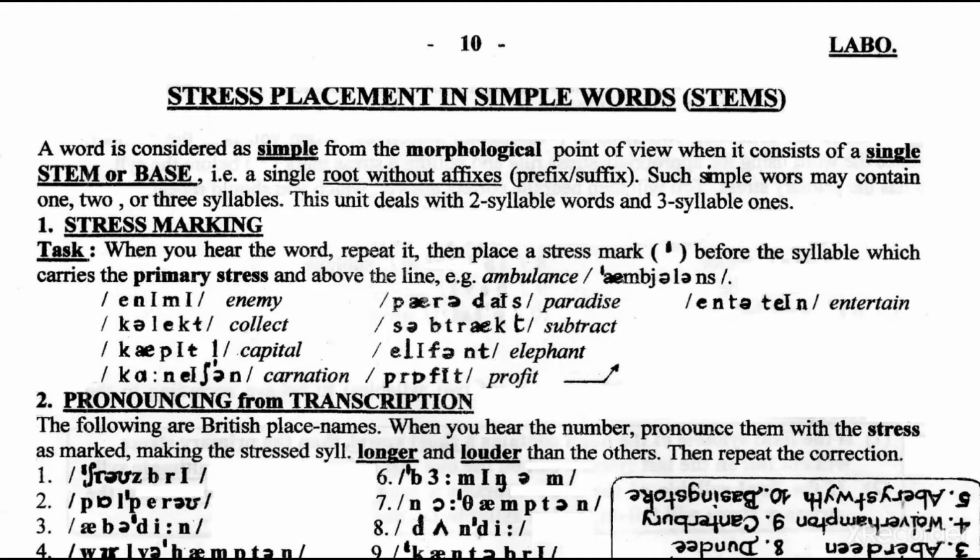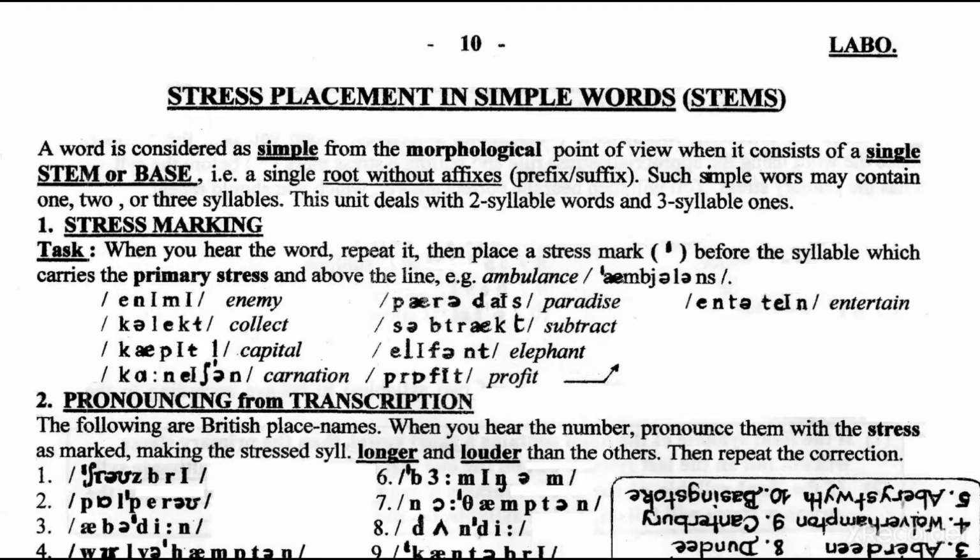Carnation. So here the stress is on nay, because we have the suffix ion, so the stress is on the penult, the second from the end, on nay. Paradise. So here the stress is on the first syllable, which is pa.